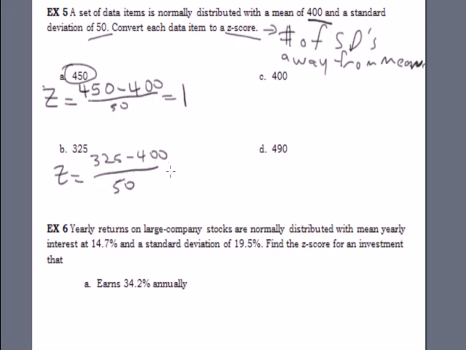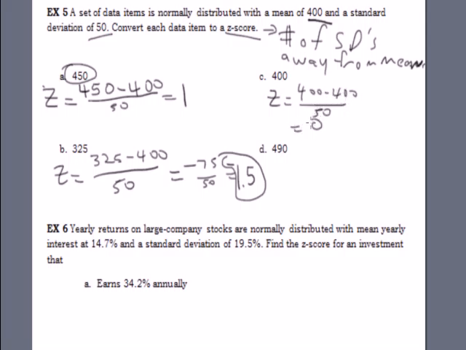But 325 minus 400 over 50 is a negative 75 over 50, or a negative 1.5. Alright, 400. Well, probably figured this out already. Let's work this out. 400 minus 400 over 50. That's a z-score of 0. 400 is 0 away from 400.